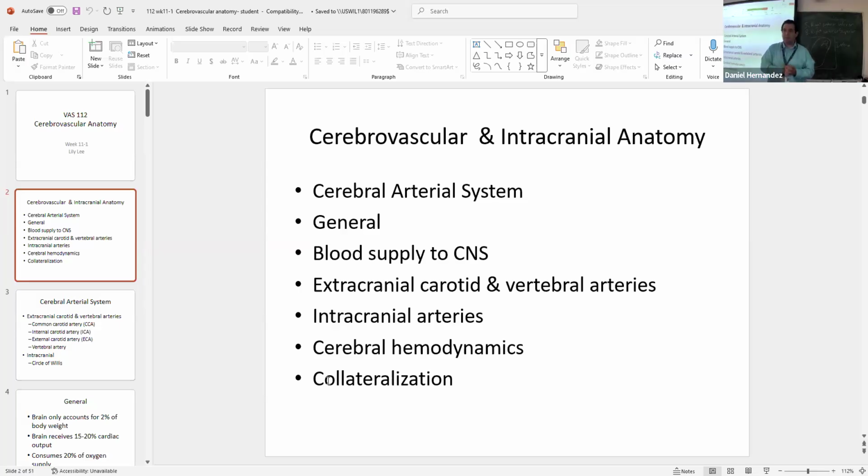Understanding the cerebral hemodynamics: what do the waveforms look like? What do we expect a normal CCA, ICA, ECA to look like? And then talk about some collateralization.